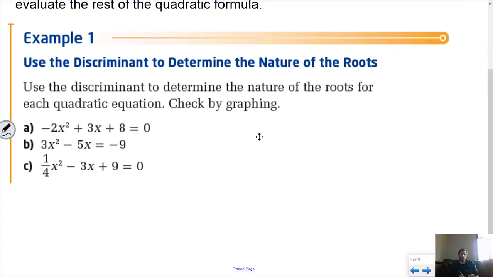So for question A here, we get negative 2x squared plus 3x plus 8. What we're going to do is we're going to check the discriminant. So the discriminant is going to be equal to b squared, so 3 squared minus 4ac.